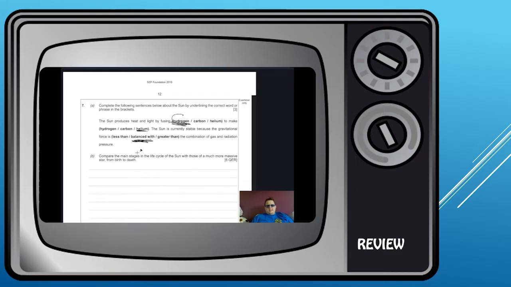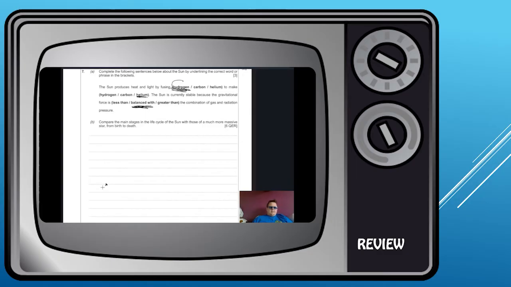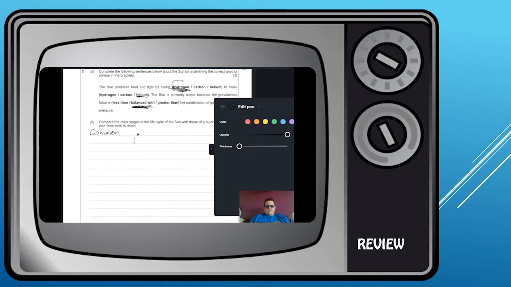Compare the main stages in the life cycle of the sun with those much more massive stars. So for me, this is a classic case where I don't need to write lots and lots to hit all the marking points. And if anything, because you're comparing, a diagram would do. We only want the stages. So we could start with the common part. And the common part is that we're both going to have our nebula.